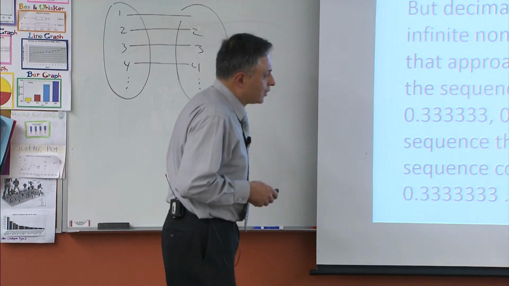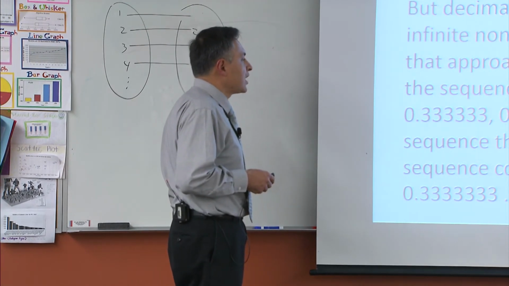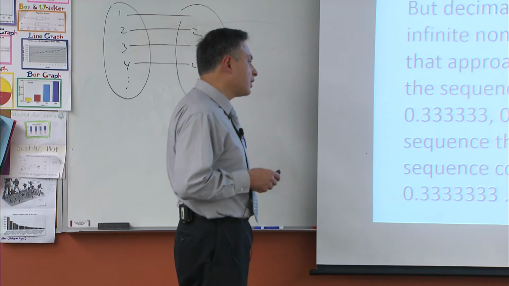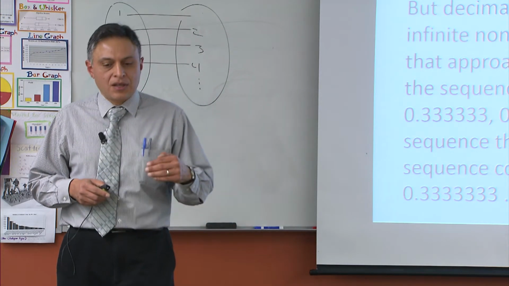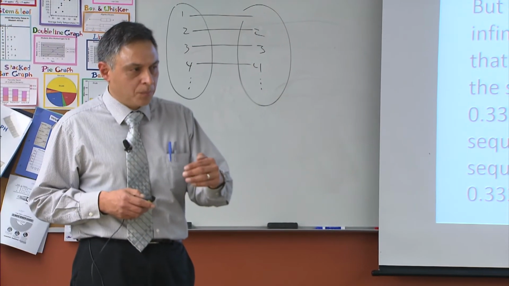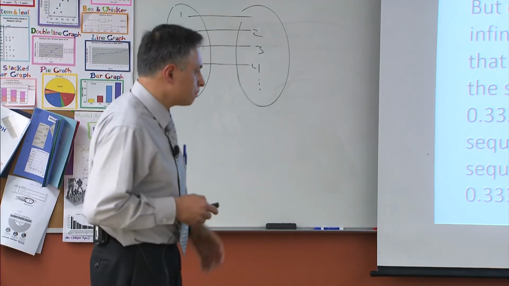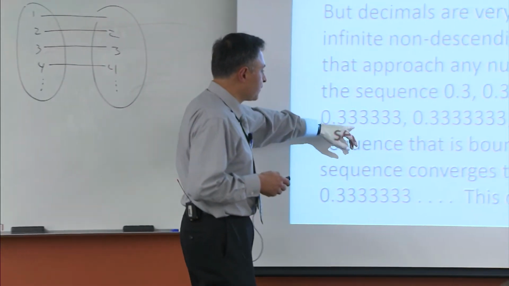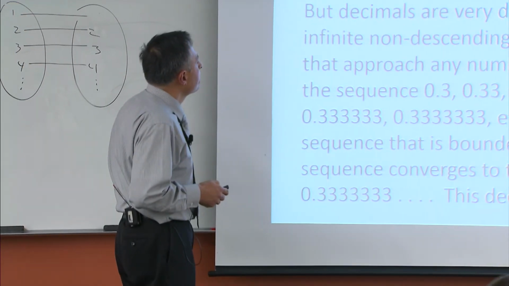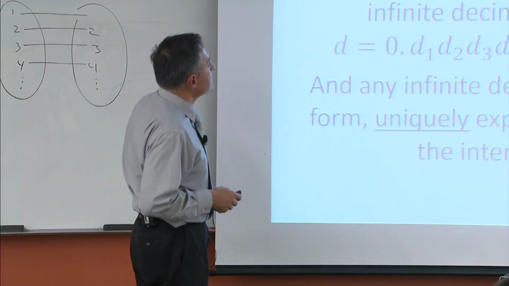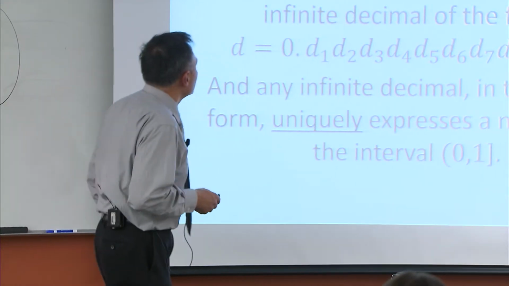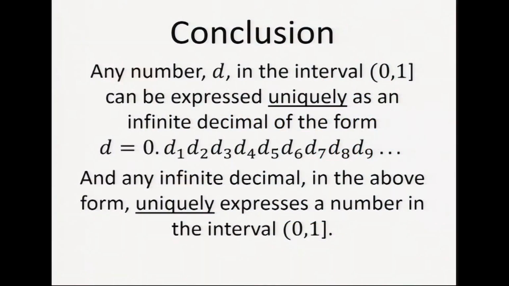That does require a little bit of analysis to establish, but intuitively, we can always get as close as possible to any point on the number line with decimals, with infinite decimals. Yep. So the conclusion is any number d in the interval (0, 1] can be expressed uniquely as an infinite decimal. Now, when I say infinite, I'm excluding which ones? Exact ones. I'm excluding exact. Okay.